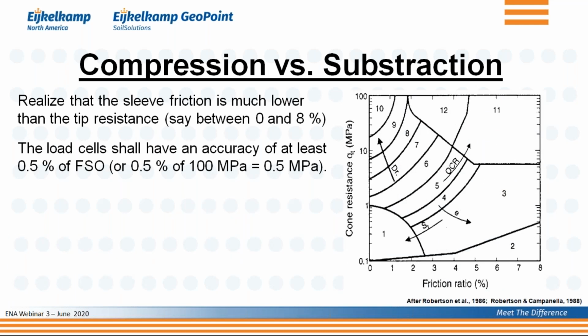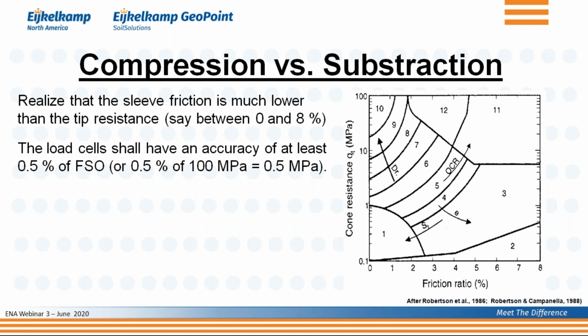But there's an issue that you need to keep in mind. The load cells that we're using in a cone have a certain accuracy, and generally speaking, it is 0.5% of the full scale output. In the case of a load cell that measures the tip resistance, you need a reading that goes up to, say, 100 MPa. Half a percent of that is about 0.5 MPa. Now, the other thing that is important to remember is that the load on the friction sleeve is much lower than the load on the cone tip.